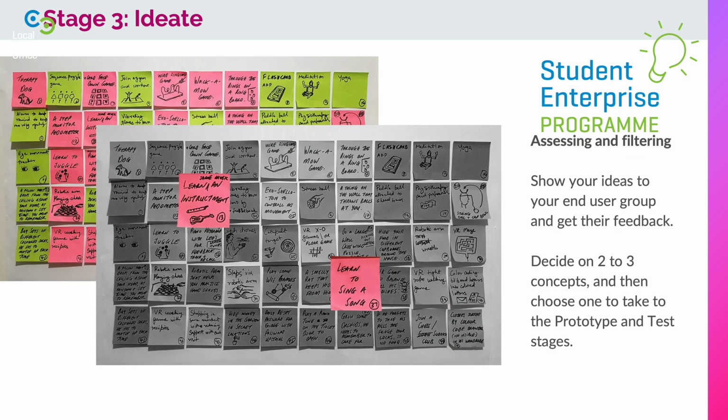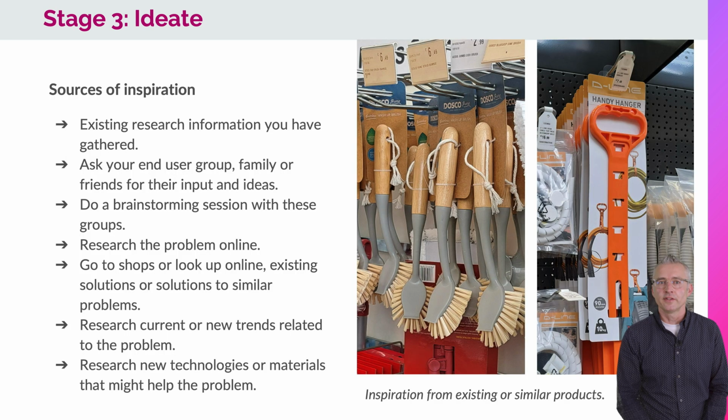To generate ideas, you need sources of inspiration. You need to input information or ideas into your creative brain to get ideas to come out. Sources of inspiration to spark your creativity can come from lots of different areas. Existing research information you've gathered. Ask your end user group for their input and ideas, or do a brainstorming session with them. Look at existing or similar products in the shops. Think about new technologies that might help the problem.